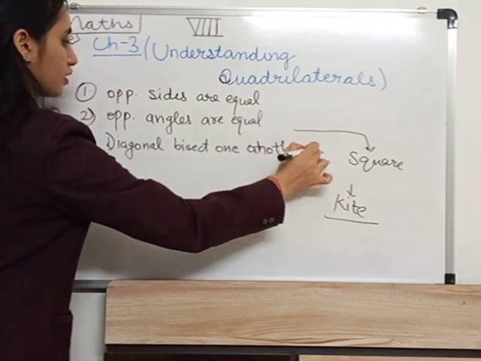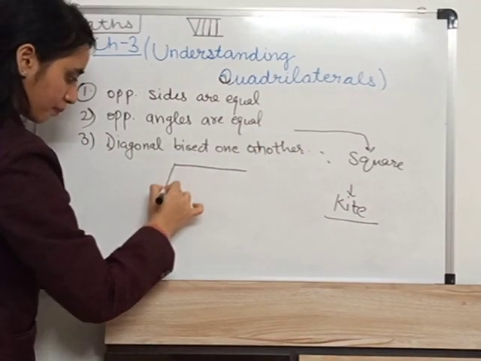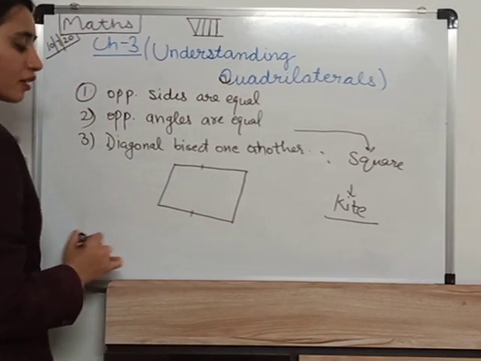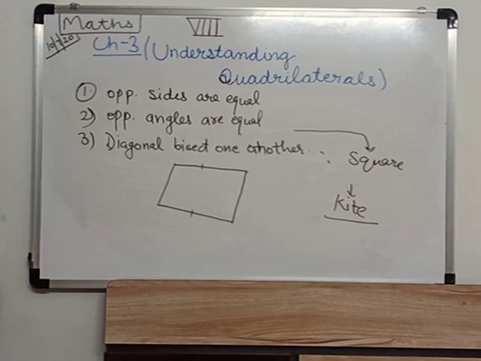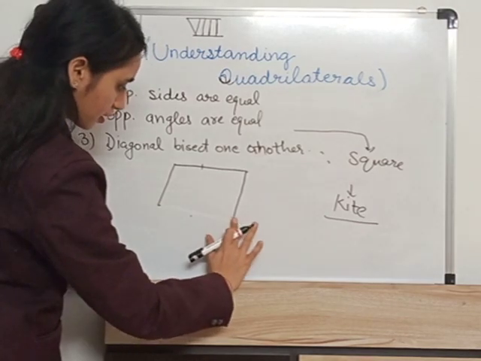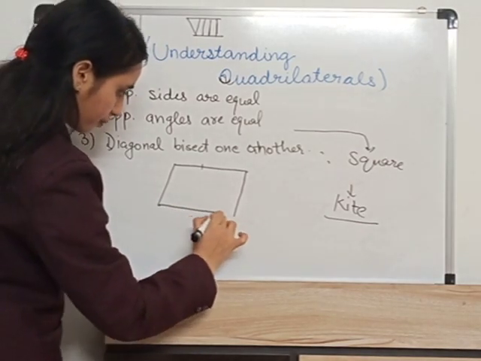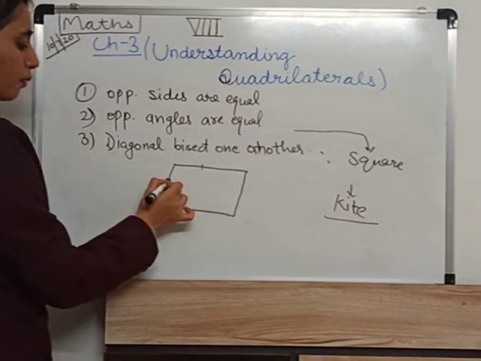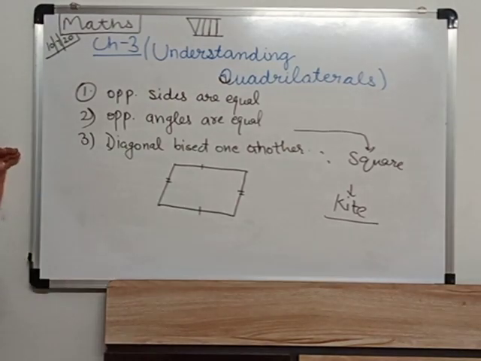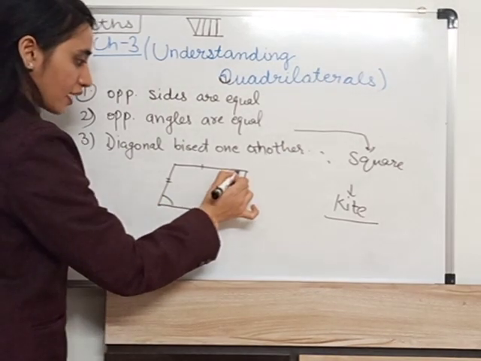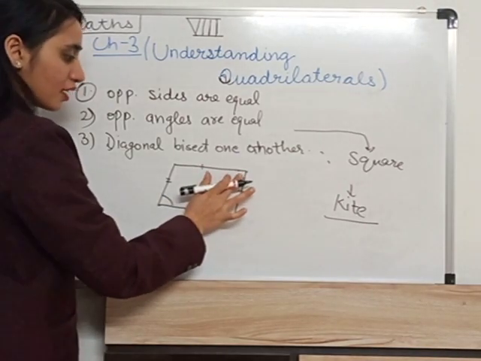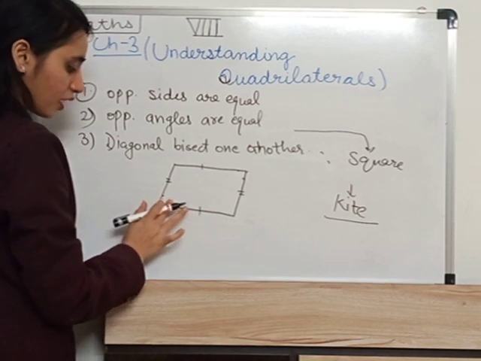This is a parallelogram in which these sides are equal and parallel to each other. Opposite sides are parallel and equal to each other. Draw it properly. We draw on the board a rough sketch only. Okay. Opposite sides are equal and parallel, and these opposite angles are equal. Last one is diagonals bisect. Bisect means they divide each other into two equal parts.